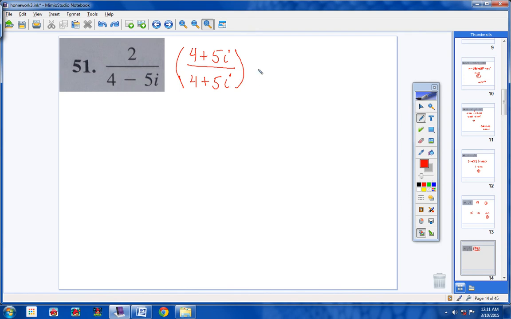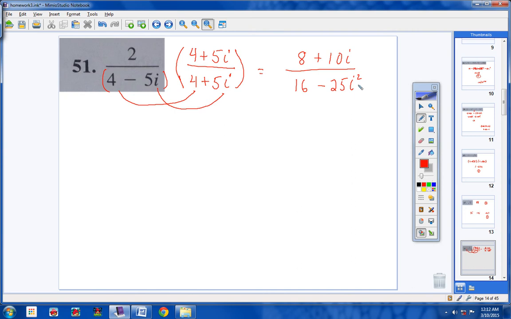Your numerator would have 2 times 4 is 8, 2 times 5i is 10i. Now in the bottom, in your denominators, you're multiplying conjugates. And I just showed you a shortcut. Whenever you're multiplying conjugates, multiply the first term in each parentheses, and then multiply the second term in each parentheses, and you're finished. So 4 times 4 is 16, and a negative and a positive gives you a negative. 5 times 5 is 25. i times i is i squared.